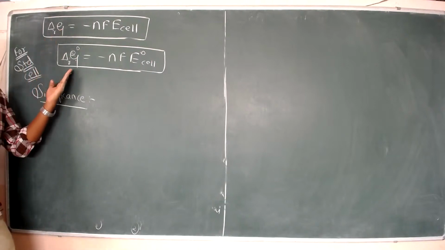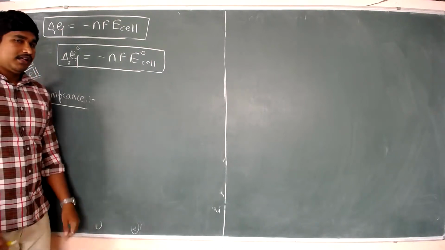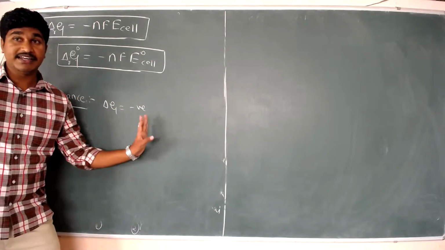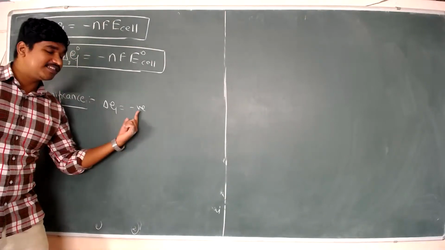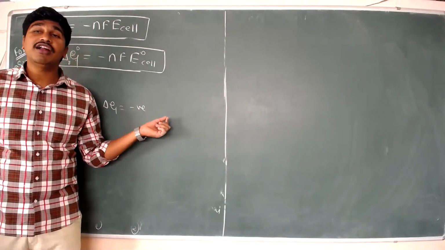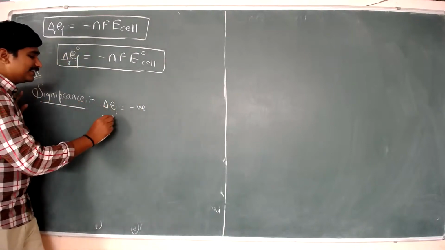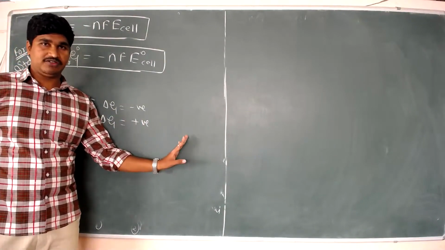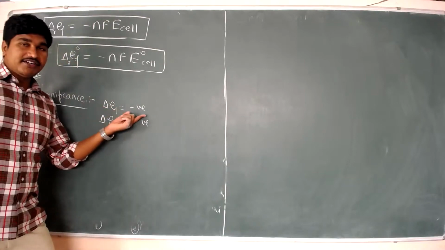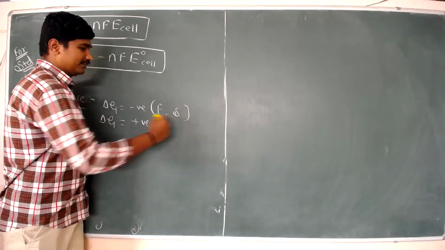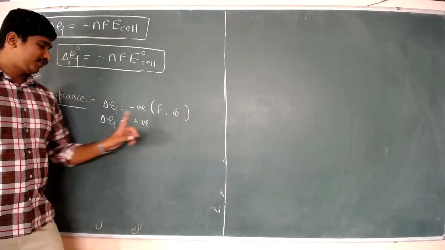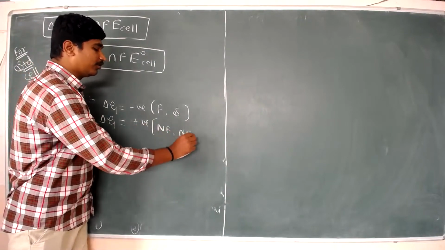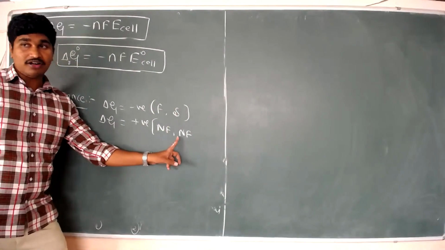Significance of this equation. We know that if delta G is negative, then the reaction is feasible or spontaneous. If delta G is positive, then the reaction is not feasible or it is non-spontaneous.